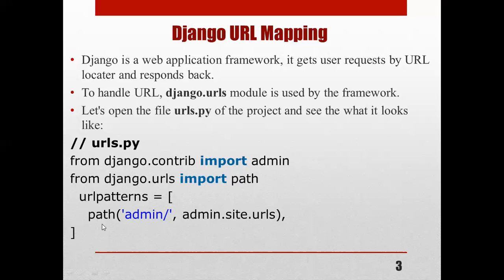You can see here the path function. We are importing the path function from the django.urls module. See here, path contains admin. These are the attributes of that path function, admin, and this is the route for that path. So this urls.py file contains the URL patterns and the path of that URL.